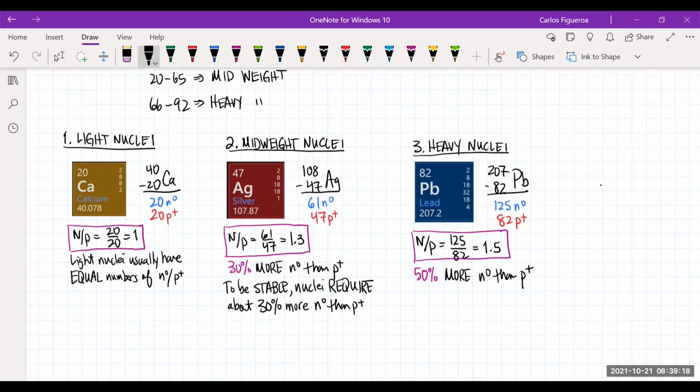So what you're seeing here is that for heavy nuclei, one requires 50% more neutrons than protons. I don't know why I wrote that twice. I didn't really mean to do that. So it turns out that 50% is the maximum. Why? Because lead is the last naturally occurring element here.